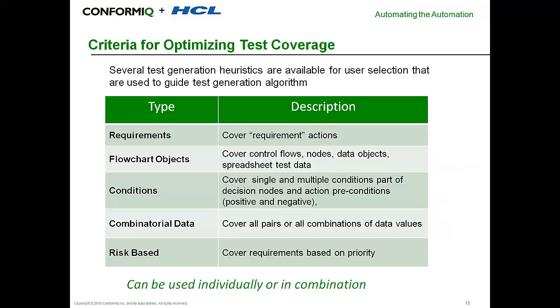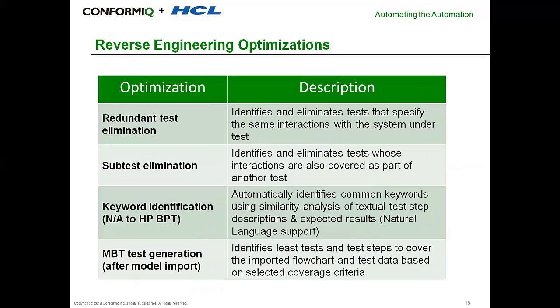And it's not that you have to do it once. You might just run it on requirements and make sure you have all your requirements covered. You may come back and say, well, now I want to look at combinatorial data or do something else. So you could just iterate through this. It's not necessarily one step and then you're done. It's up to you on how you want to make sure that you get the tests covered that you need.